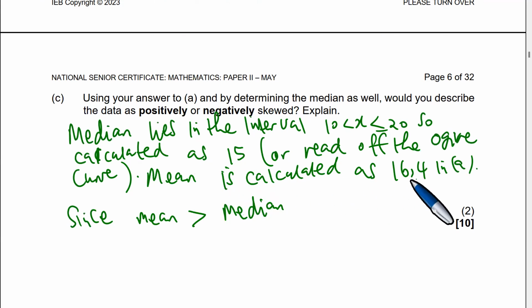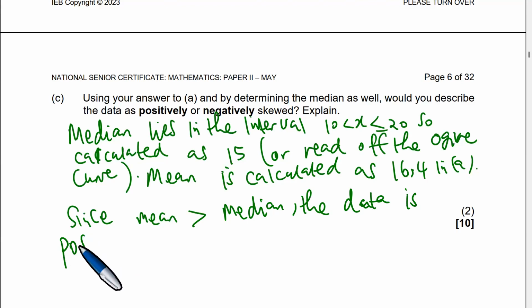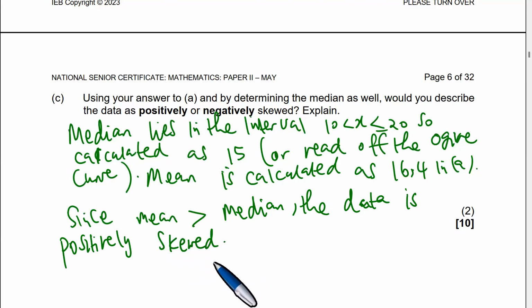But the mean, we found it in A to be 16,4. If the median is 15, according to the cumulative frequency, we can see that the mean is bigger than the median. So in other words, if the mean is bigger than the median, the data is positively skewed. Like so. Next question.